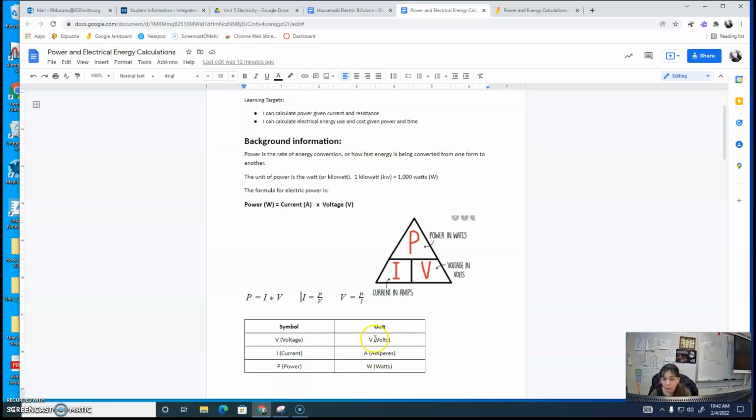The units for all these quantities are given to you in this table. Voltage, as we know, is measured in the unit of volts. Current is measured in amperes, and power has a unit called watts, which is abbreviated as capital W. As in the past, I'm also giving you the triangle. However you are comfortable, you can use the triangle if that helps you with your formula. So P for power equals I times V, or you can use these various forms of the formula that are given.